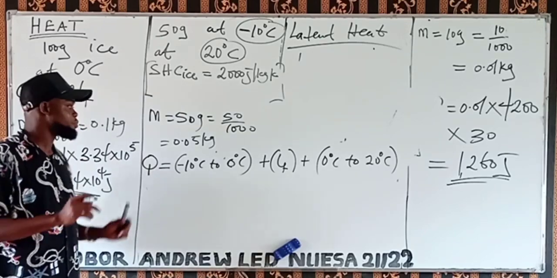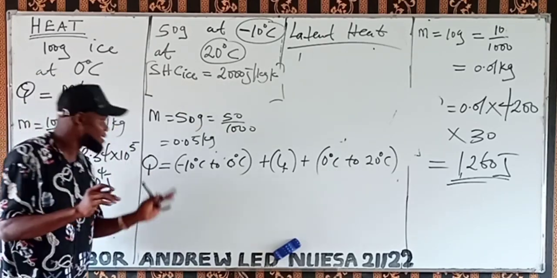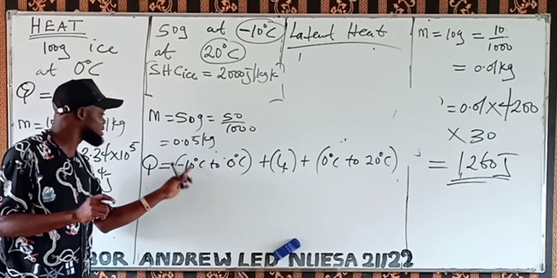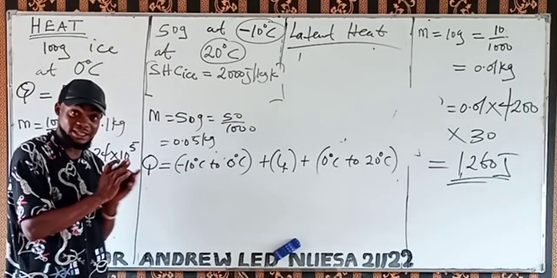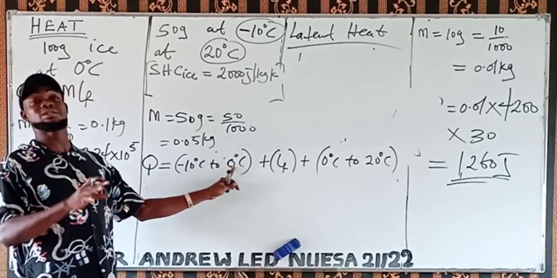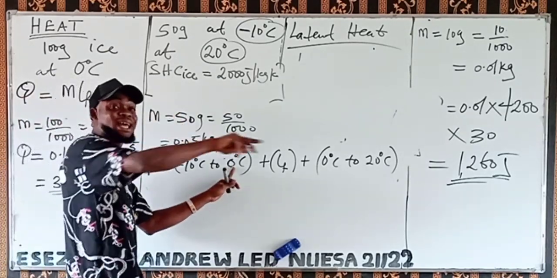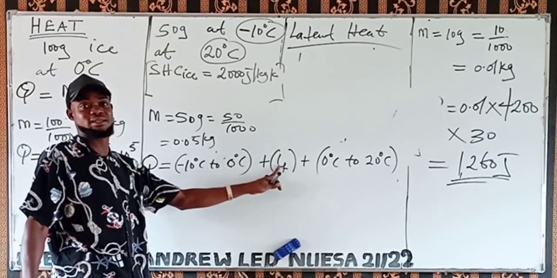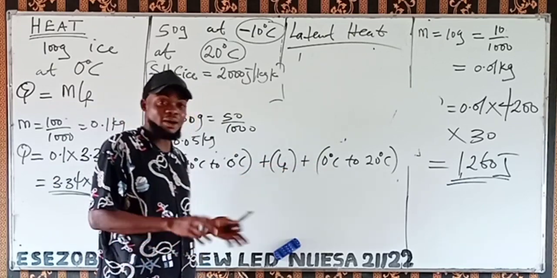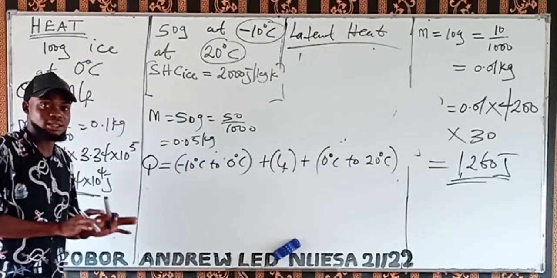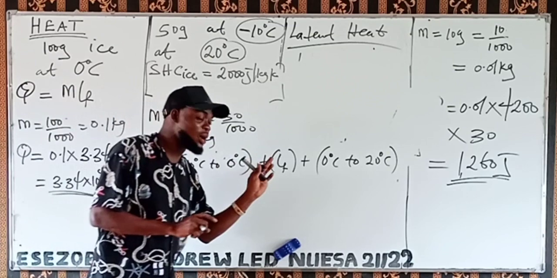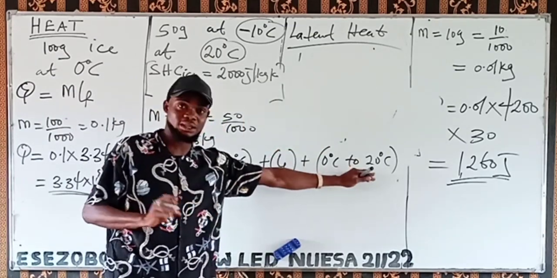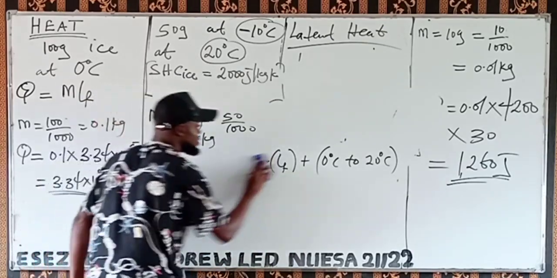Now look at what I'm going to do here. I said the first thing, we will calculate the heat that will move the ice from minus 10 degrees Celsius to 0 degrees Celsius. Then at 0 degrees Celsius it will still be ice. Then plus another heat that will melt this ice to liquid at 0 degrees Celsius. That's latent heat. Then plus the heat that will raise the liquid from 0 degrees Celsius to 20 degrees Celsius. That's what I'm going to do now. So let's go with it.